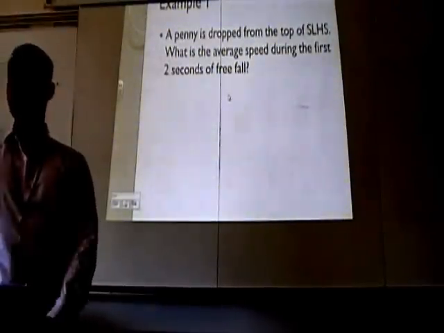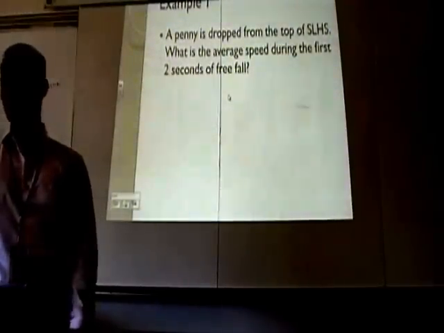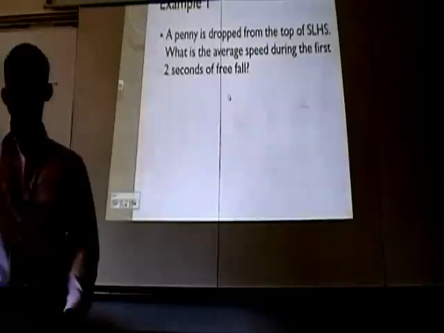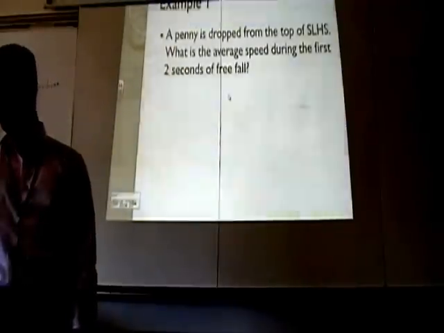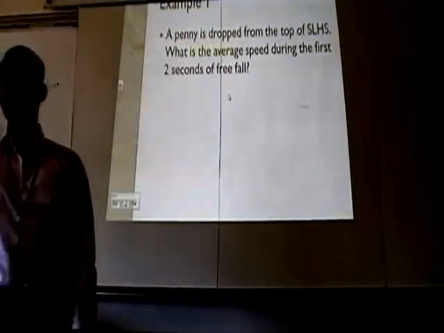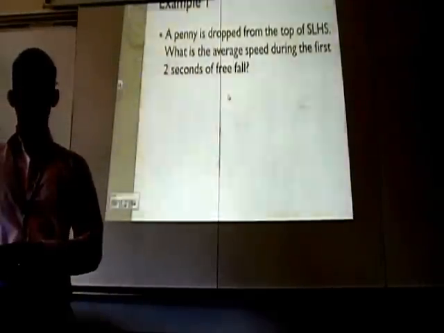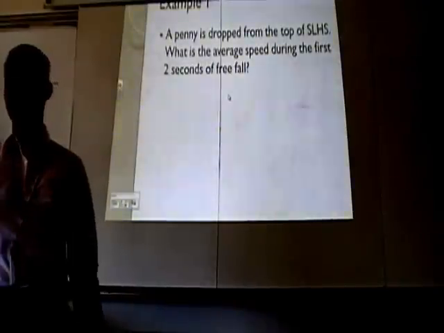With these word prompts, you don't need to copy down word for word. You can just summarize it. Just make sure you know what the key things are. Okay, so it's total distance divided by total time.